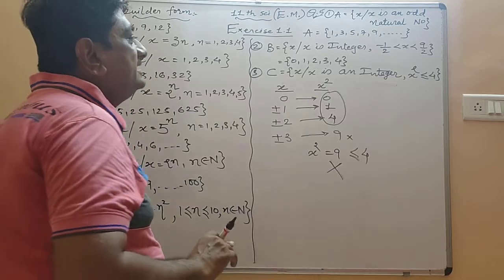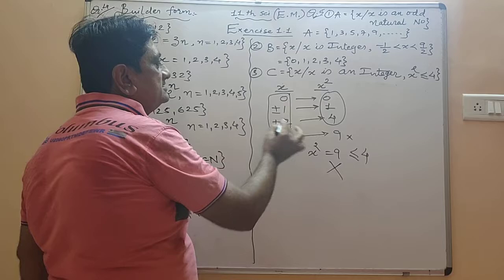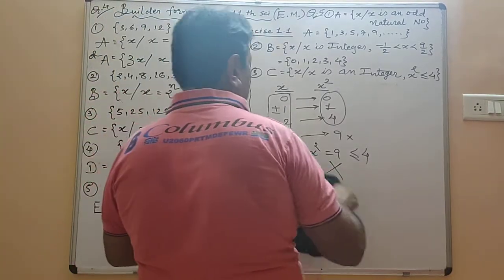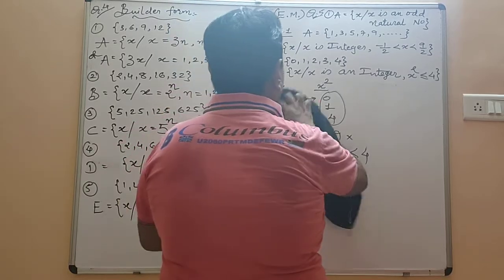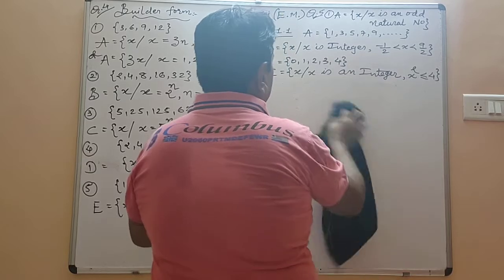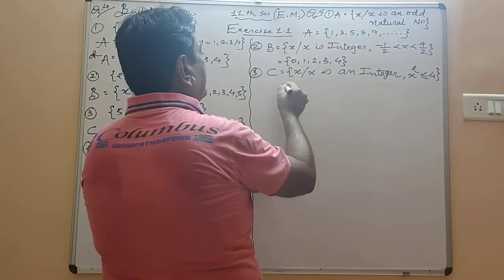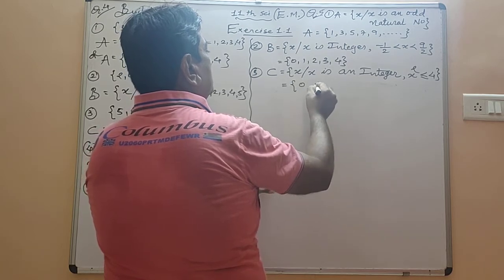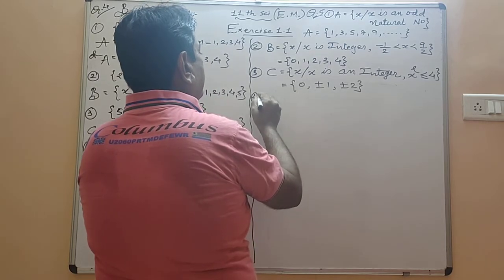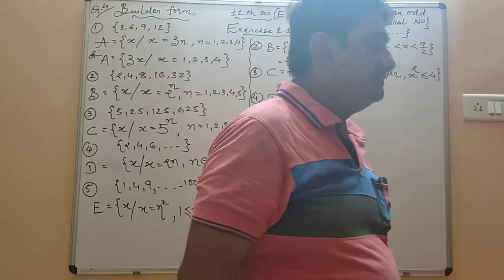But we are interested in the x value. That is a condition. So what about the x value? X value is 0, plus or minus 1 and plus or minus 2. We are interested in the x value because the x value is our set. So x value is 0, plus or minus 1 and plus or minus 2. It is the third sum.